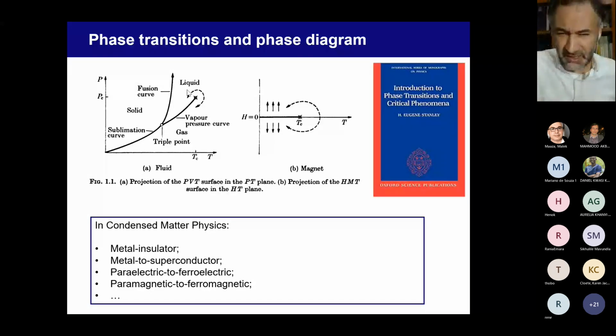This is also valid for spins. If you have a magnet, you can increase temperature, and we are going to have a critical point. Here, there are some limitations because of the Mermin-Wagner theorem, which prevents long-range magnetic ordering at finite temperature for systems with dimension less than 2. And just to give you, if you have not been working in the field, we have different types of phase transitions, like metal-insulator, metal to superconductor, paraelectric to ferroelectric, and so on.